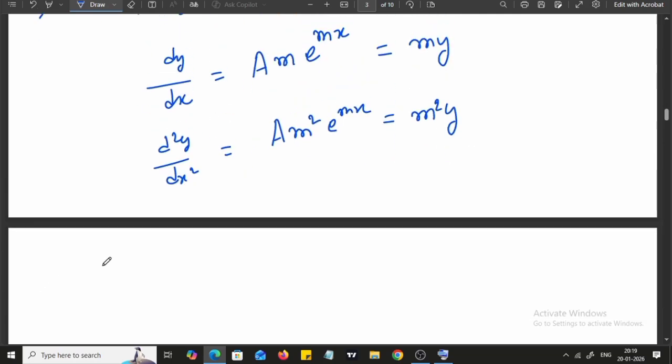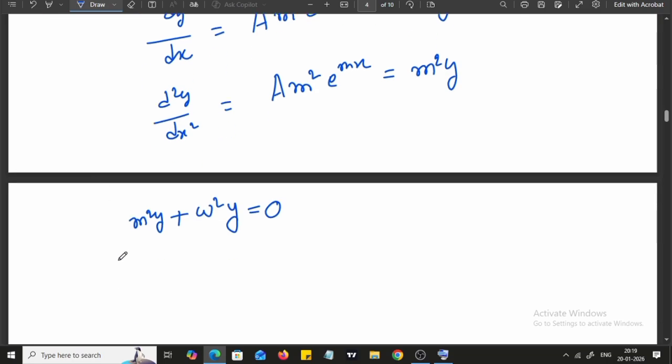So if we put this, we will get d²y/dx², which is m square y, plus omega square y equals 0. In the next step we can take common y, so it is (m square plus omega square) y equals 0. Now y cannot be 0, so our m square plus omega square must be 0.